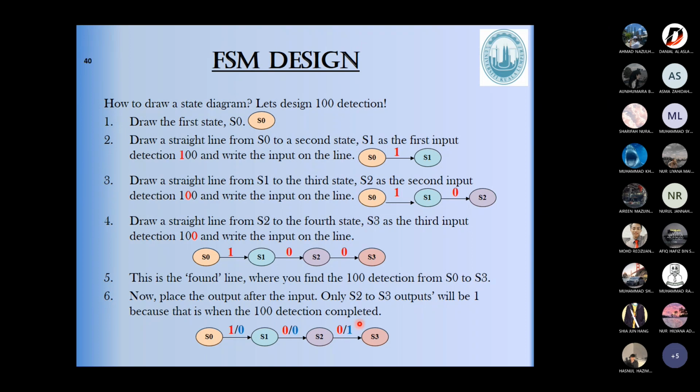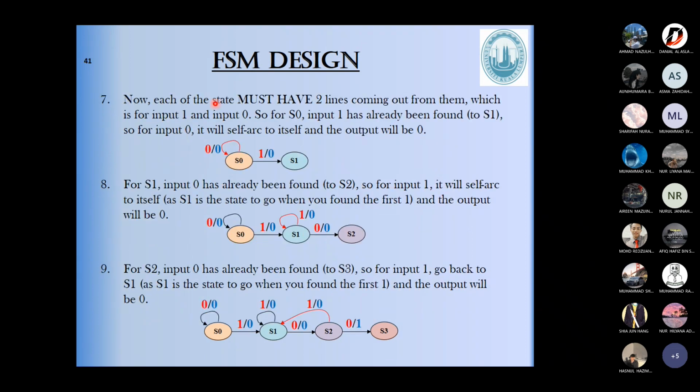Okay. Next step. Each of the state must have 2 lines. Saya dah terangkan tadi. Setiap state mesti ada 2 line yang keluar daripada dia. Okay. Which is for input 1 and input 0. Okay, so let's consider state 0. Input 1 has already been found. Betul tak? State 0 to state 1 kita dah jumpa 1.